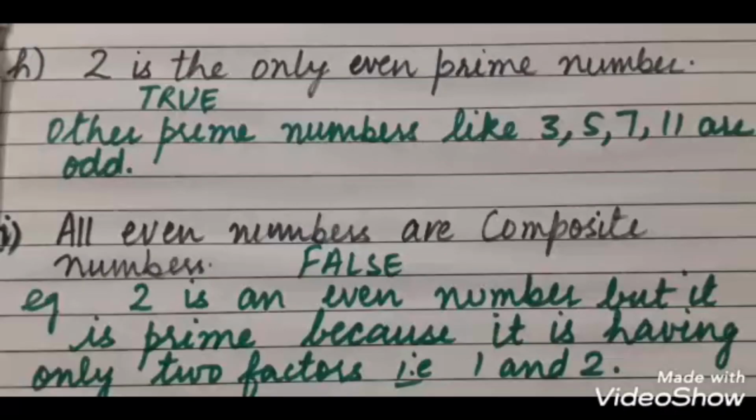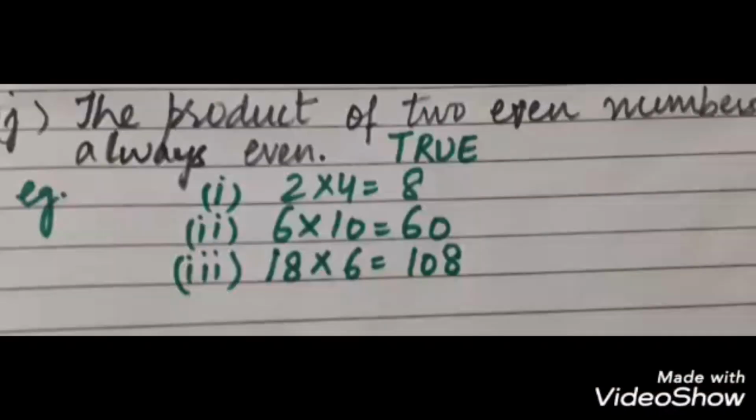H part is, 2 is the only even prime number. It is true because all other prime numbers like 3, 5, 7, 11 are odd. I part. All even numbers are composite numbers. It is false. 2 is an even number, but it is a prime number because it is having the factors 1 and 2 only.